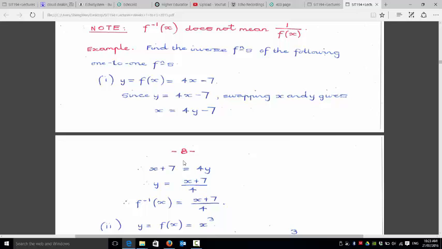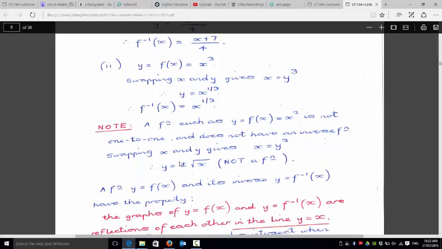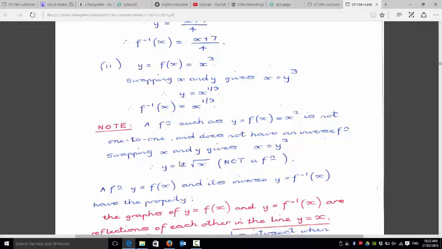In the second example, we have y is equal to x cubed. We just swap x and y, which gives x is equal to y cubed. Then we get y is equal to x to the power of 1/3. The inverse function will be x to the power of 1/3.